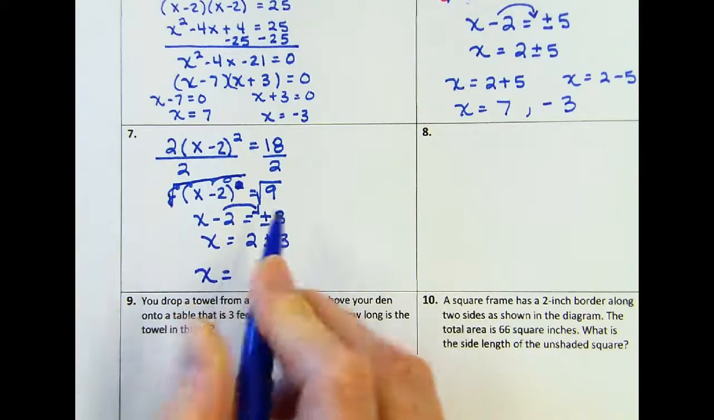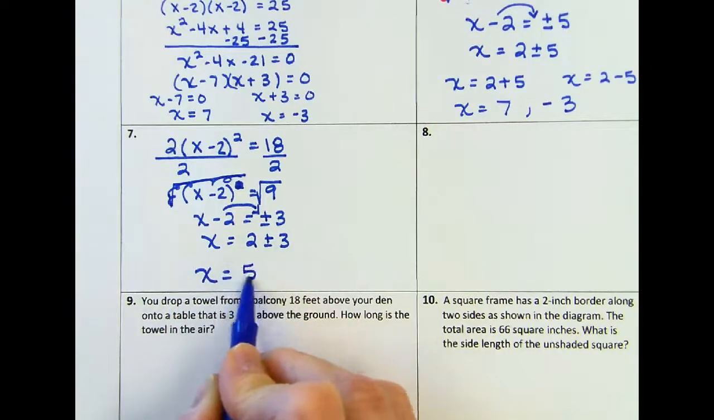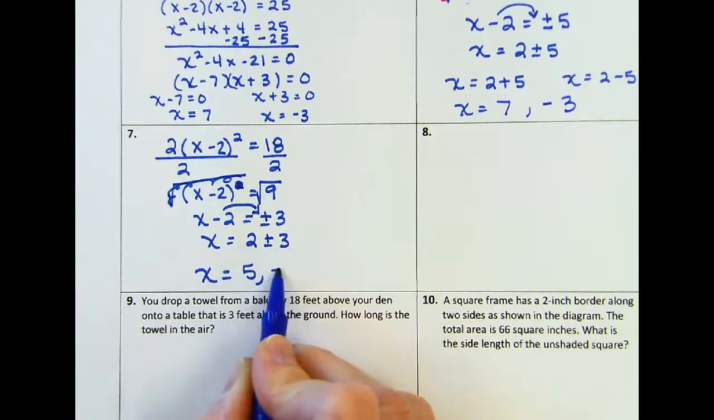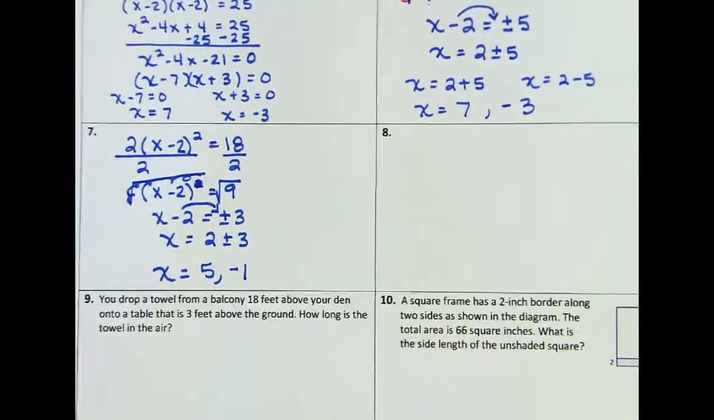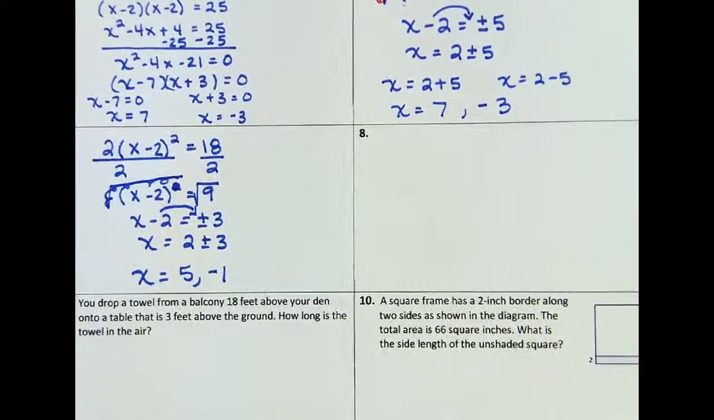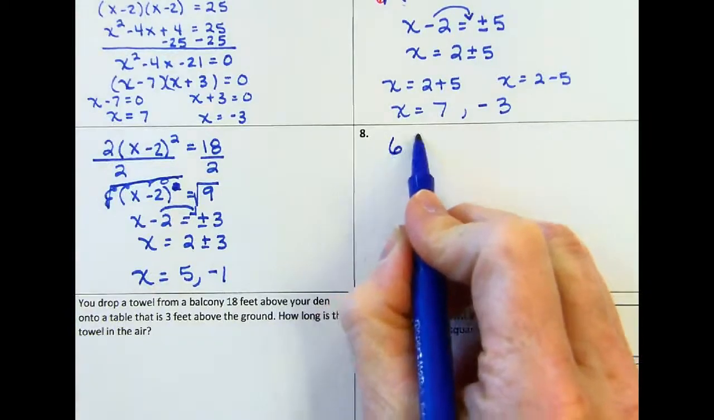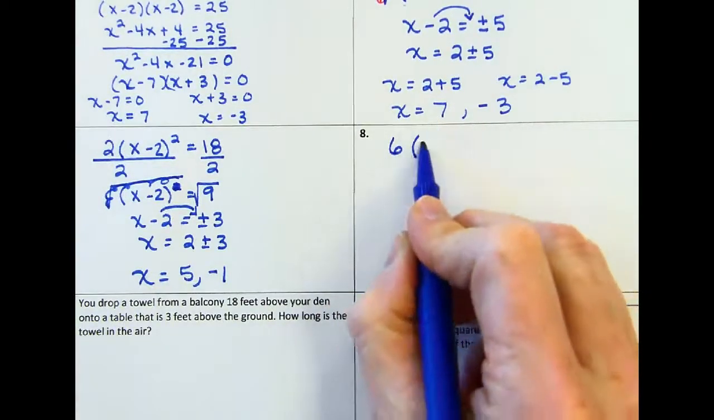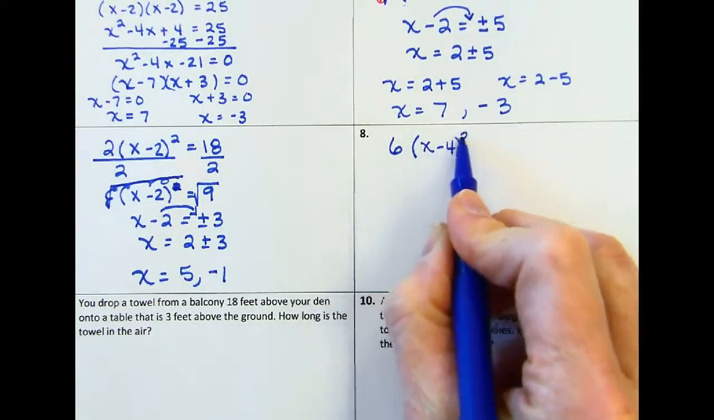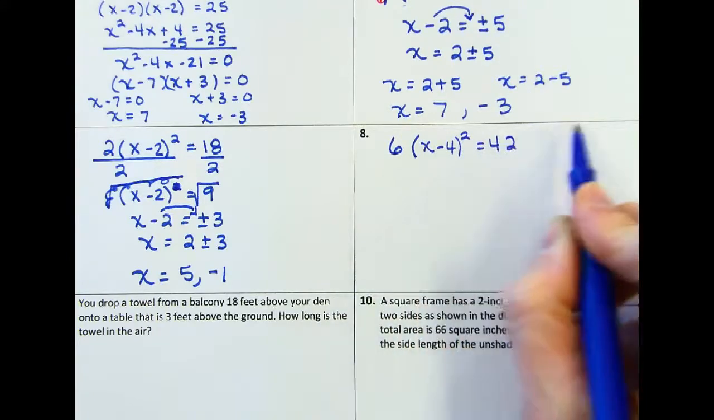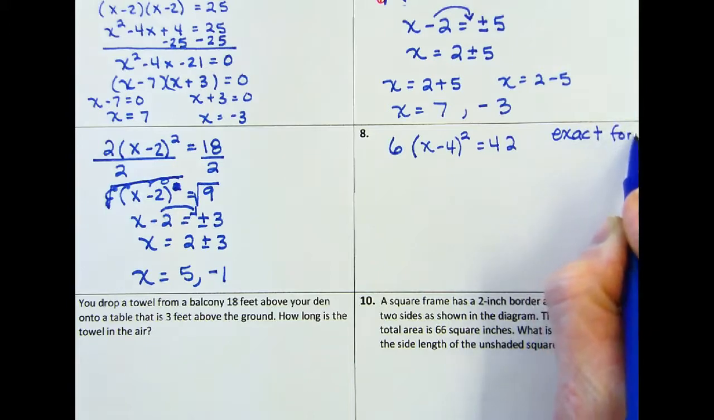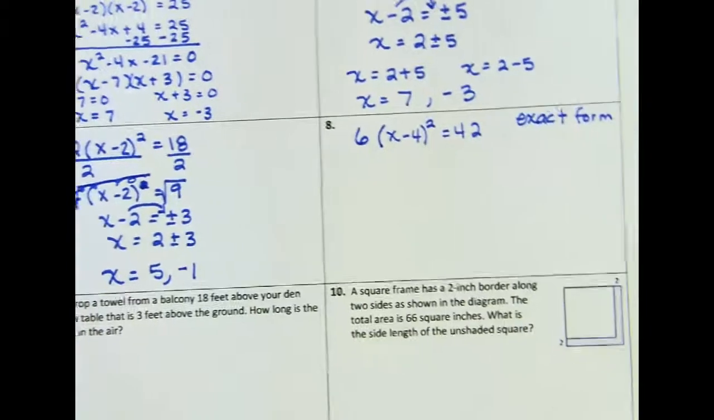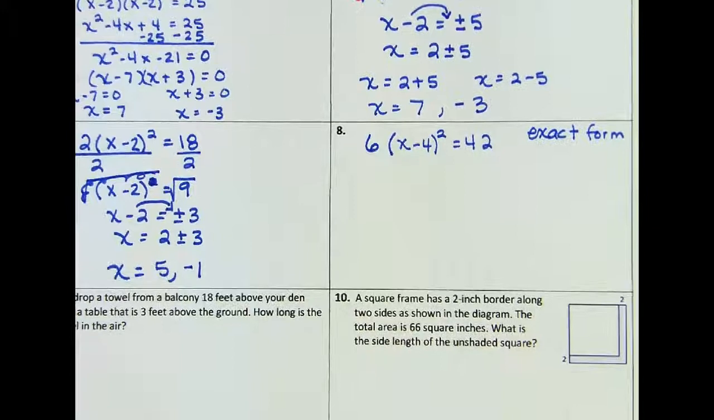So x equals 2 plus 3, which is 5, and 2 minus 3, which is negative 1. Therefore, we're finished that quick. So now let's slide over to box 8 and you try this one by yourself. It is 6 times x minus 4 squared equals 42. And let's leave our answer in exact form. What that means is you're going to leave it in square root form.